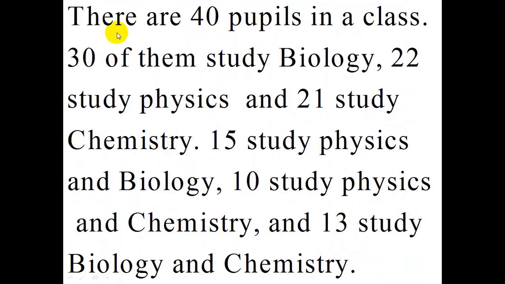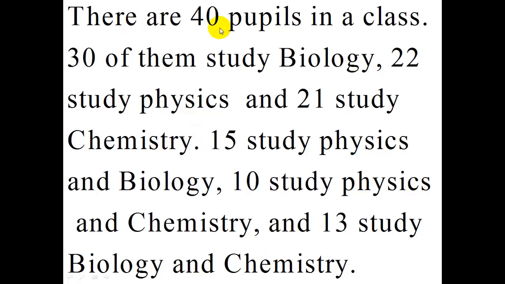Now let's look at this problem. There are 40 people in a class. 30 of them study biology, 22 study physics, and 21 study chemistry. 15 study physics and biology, 10 study physics and chemistry, and 13 study biology and chemistry.